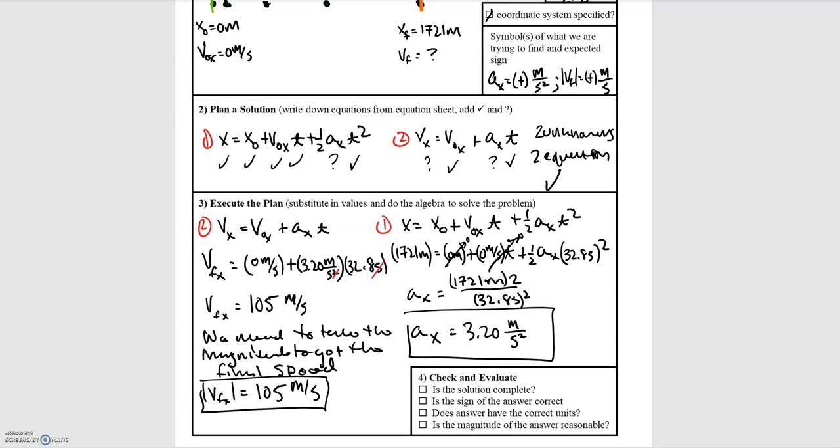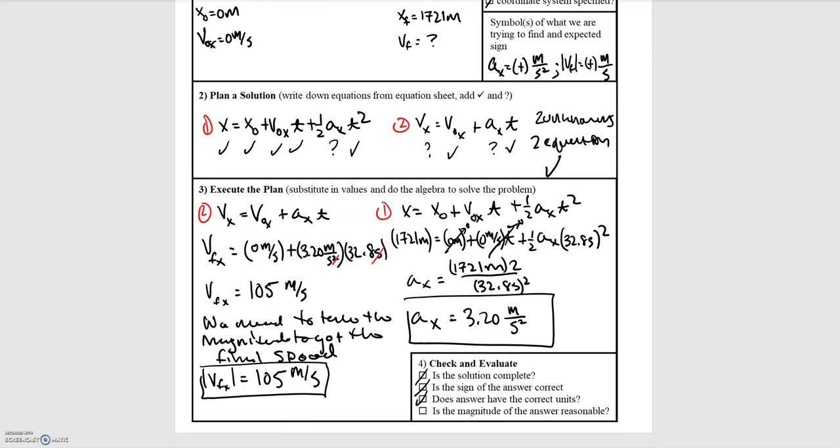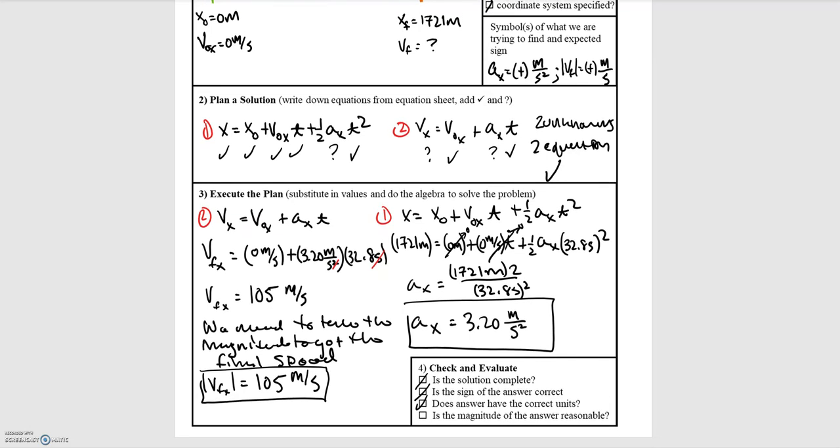So let's go through. Our solution is complete. We found both quantities. Is the sign of the answer correct? Both positive as expected. Does the answer have correct units? Speed is meters per second. Acceleration is meters per second squared. We're good there. Is the magnitude of your answer reasonable? Well, 105 meters per second is roughly 250 miles per hour. And that seems reasonable for a small plane to be able to take off. So we'll check that off.